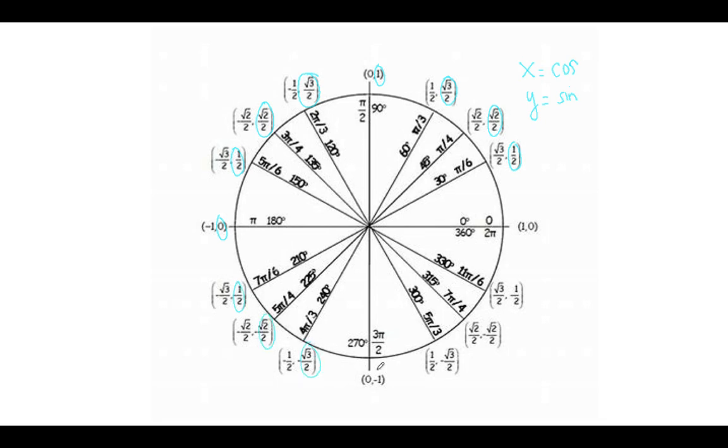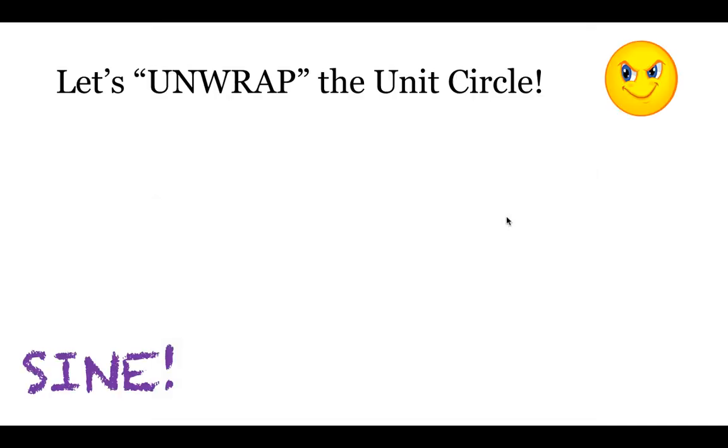I don't know why I'm circling them all. Right, so these are the points I'm going to be graphing. My input is going to be my degrees or my radians, and my output is going to be the sine of that angle or the sine of that radian at that point. So let's see what we've got.